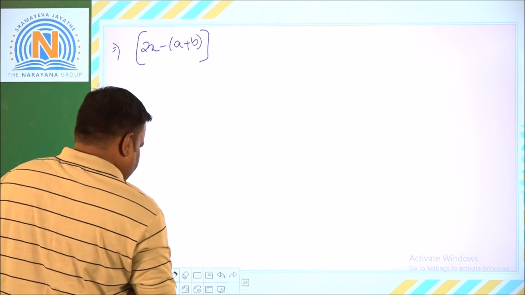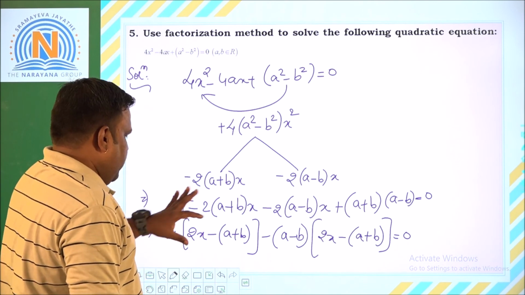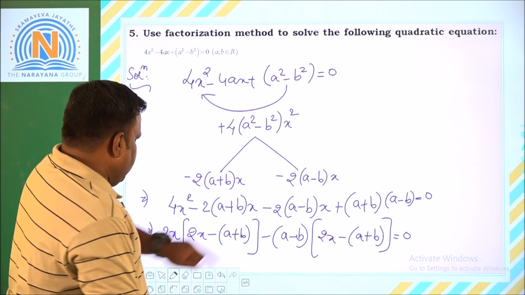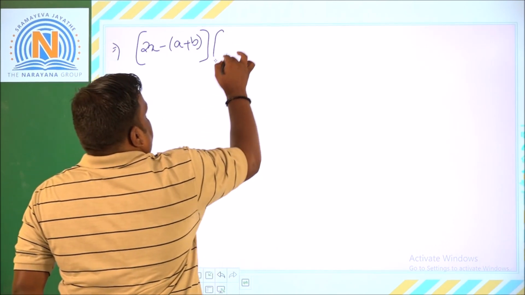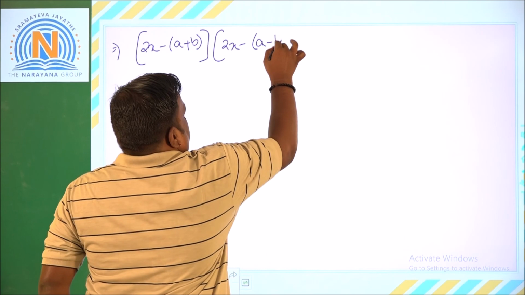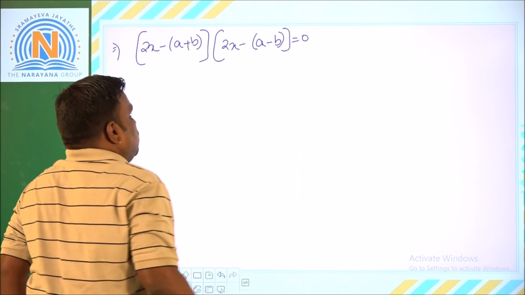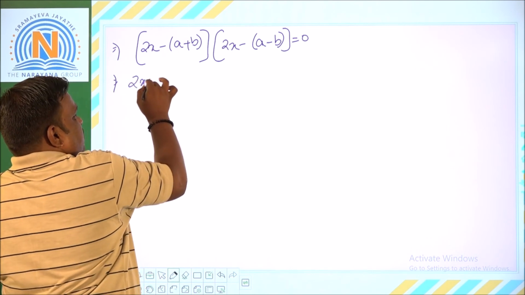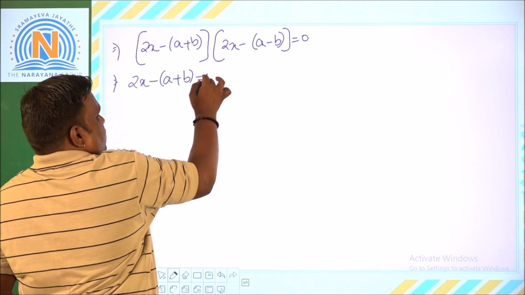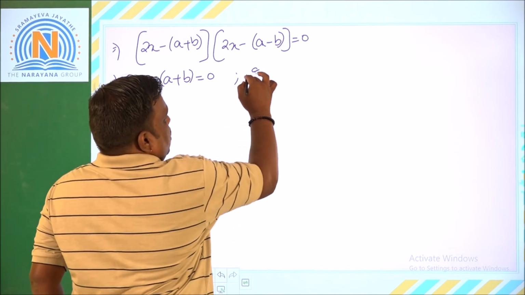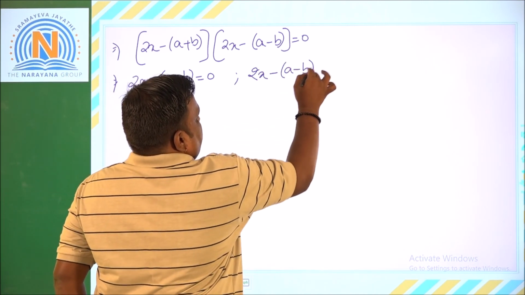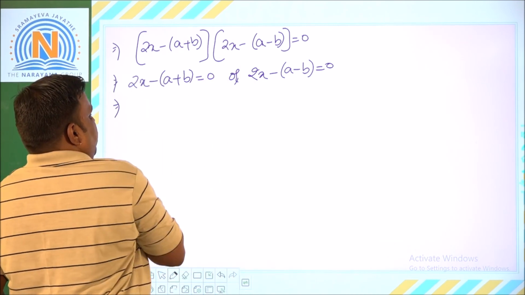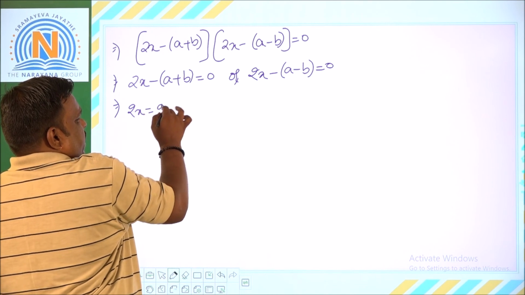So finally we are left with 2x minus of a plus b. If I take out the common one from these two parts, I get 2x minus of a plus b as the first one into the remaining one, that is 2x minus of a minus b, equal to 0. So equating them individually to 0, I will be left with 2x minus of a plus b equal to 0 as the first one, and 2x minus of a minus b equal to 0 here. On simplifying this part, 2x is equal to a plus b.